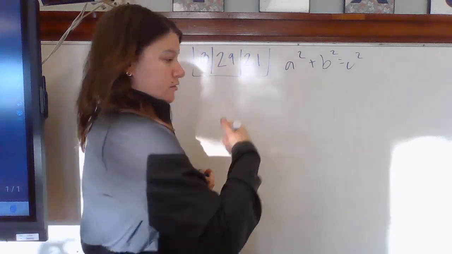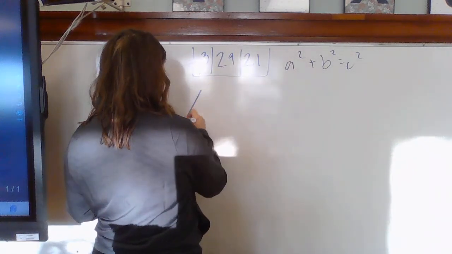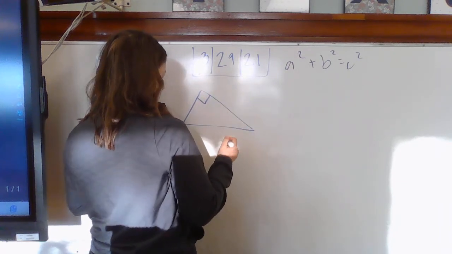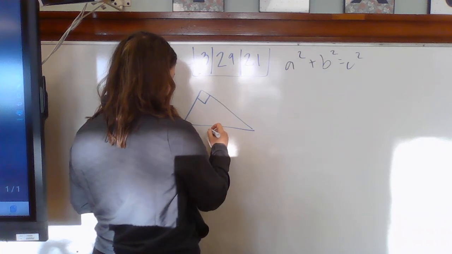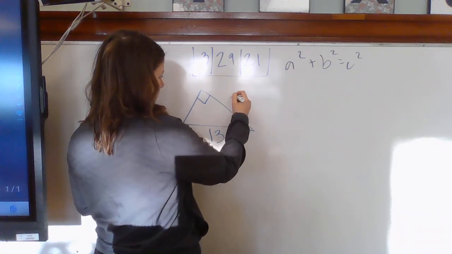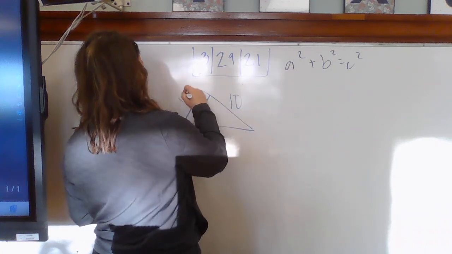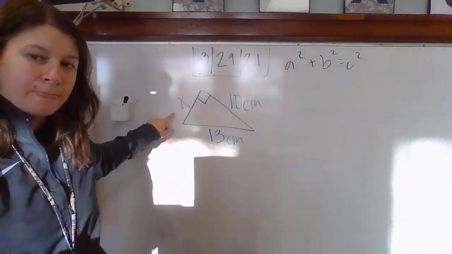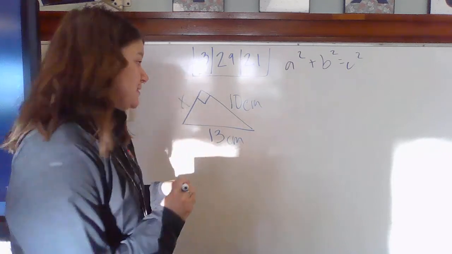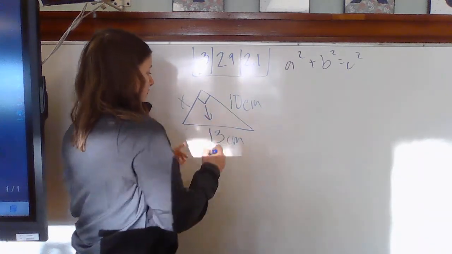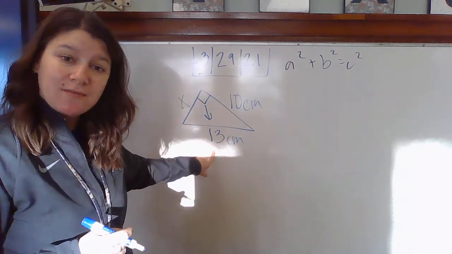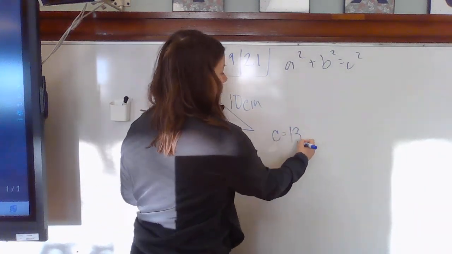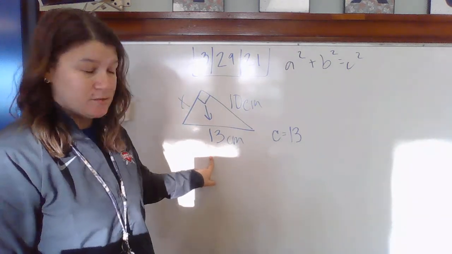Let's say I have another right triangle here, and I know that this is 13, I know that this side is 10, we're going to say centimeters, but I don't know what this side is here. Now this one changes a little bit because in this case, C, always look for C first, is given to me. The side length across from the right angle is 13.